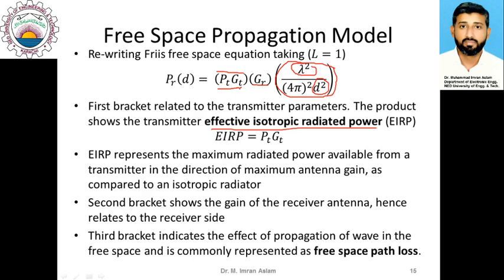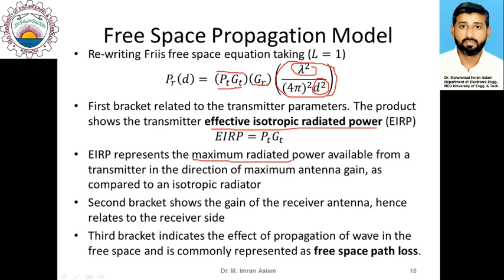This first term PTGT gives you the total amount of power that you get in a specific direction, because PT is the total power and GT is the gain provided by the antenna in that particular direction. So this EIRP gives you the maximum radiated power available from the transmitter in the direction of maximum antenna gain, and we call it isotropic radiated power because we are comparing it with an isotropic radiated antenna. If we replace this antenna having gain GT and power PT by an isotropic antenna, it should have the power EIRP in order to get the same amount of power that we are getting from that particular antenna.